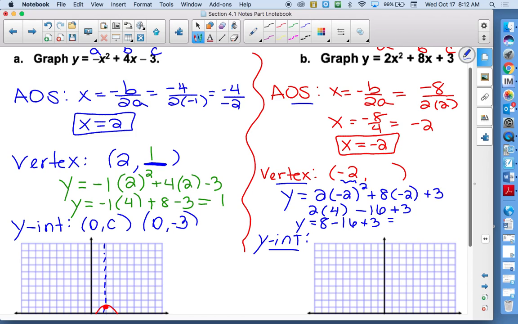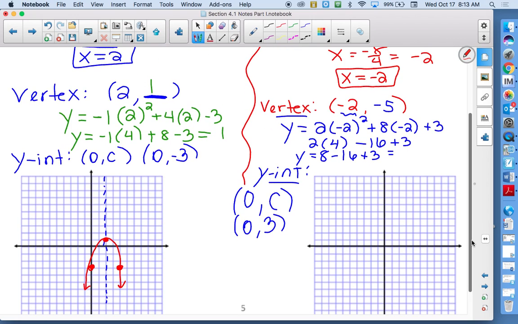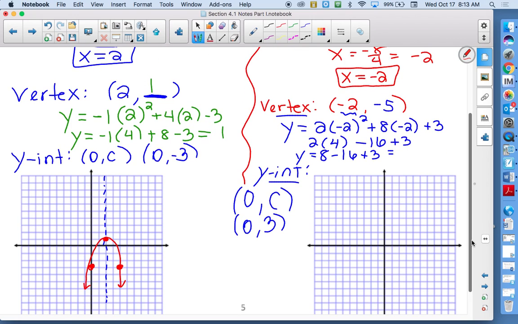Anybody have 8 minus 16 plus 3? What's that other value for the vertex, Connor? Check again. So +8 minus 16 plus 3. -5. There you go. And then the y-intercept is the one you don't have to do any work for. It's just c. So look up in the equation. The c value is a +3. So we found -2. We have a vertex at -2, -5, and a y-intercept at 0, 3.